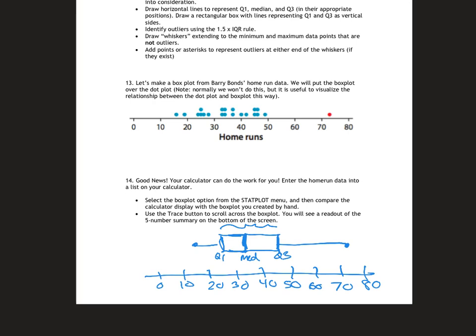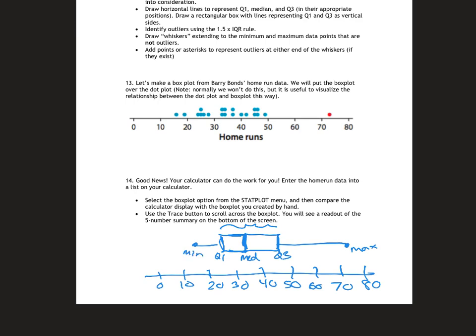So the middle half of the data seems relatively symmetric. However, the whisker to the right is much longer than the whisker to the left, which kind of confirms that the data, because of that high score of 73 home runs, is skewed a bit to the right here. Okay, so that is your box and whisker plot.